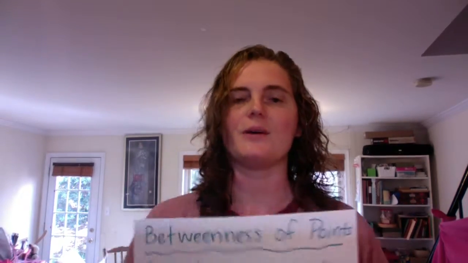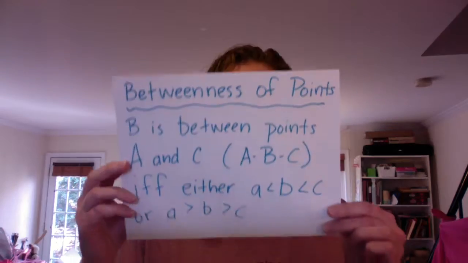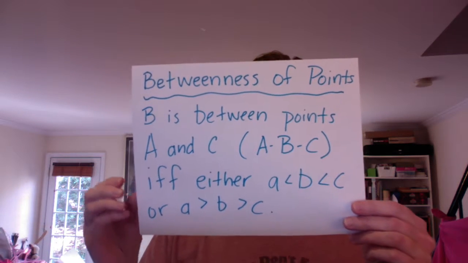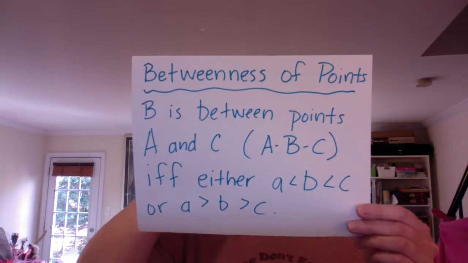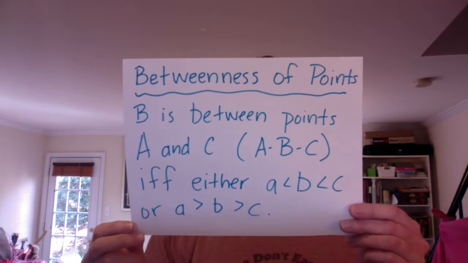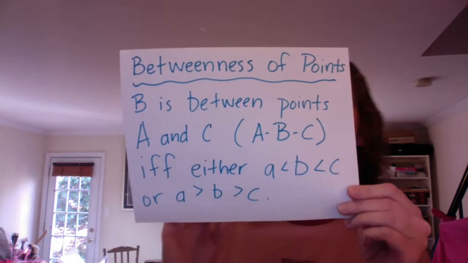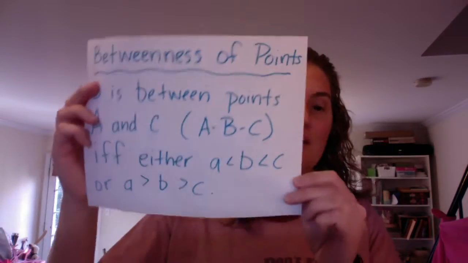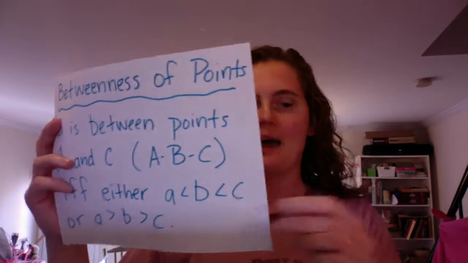Okay, so let's get on to some new stuff. Well, actually, let's go back in the past for just a moment. We learned in the fall also the betweenness of points theorem. This is the definition: B is between points A and C, written A, B, C, if and only if either A is less than B, which is less than C, or A is greater than B, which is greater than C.